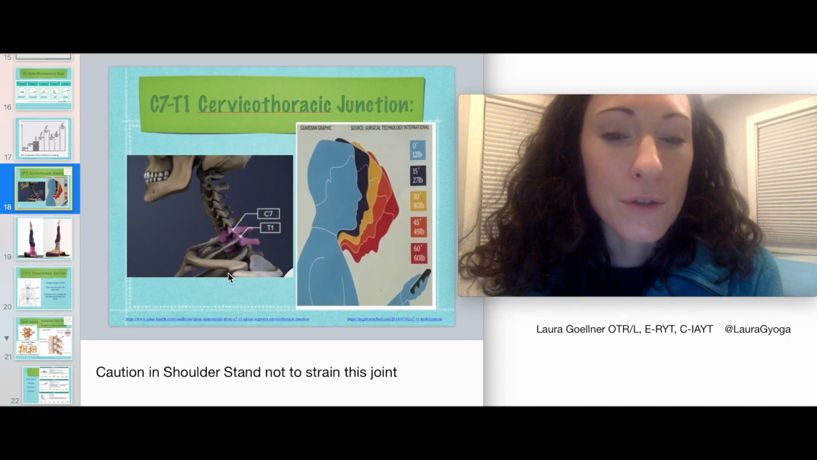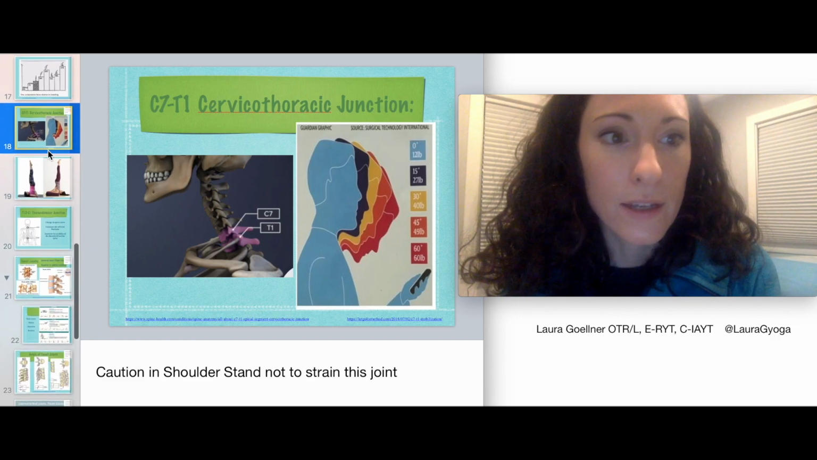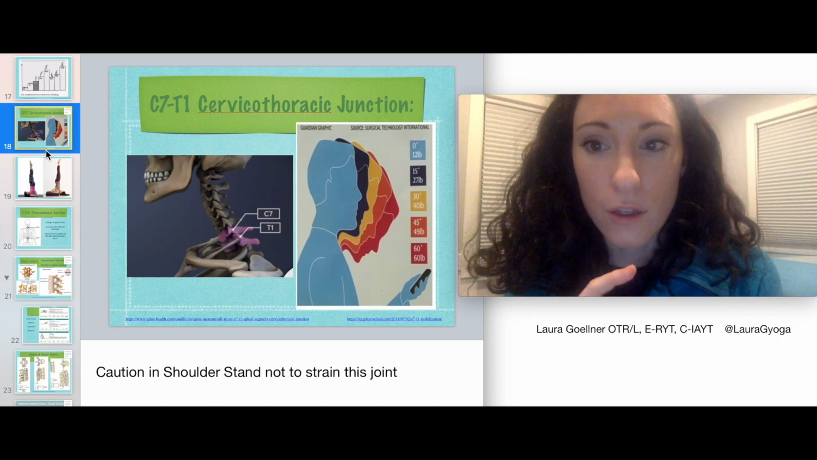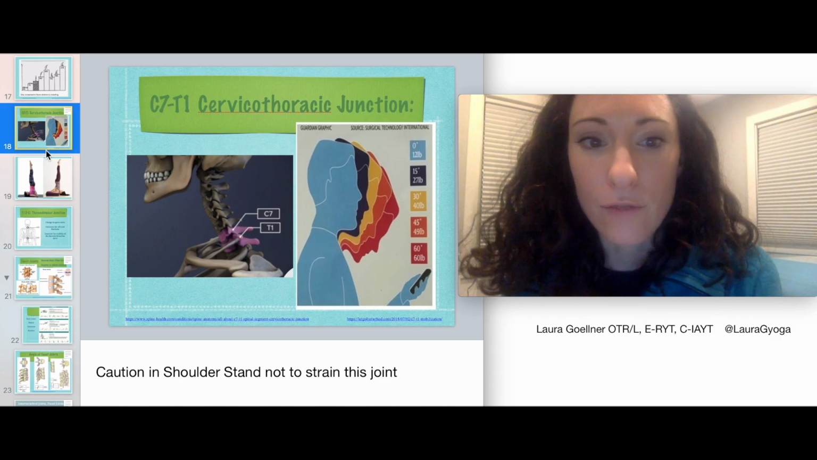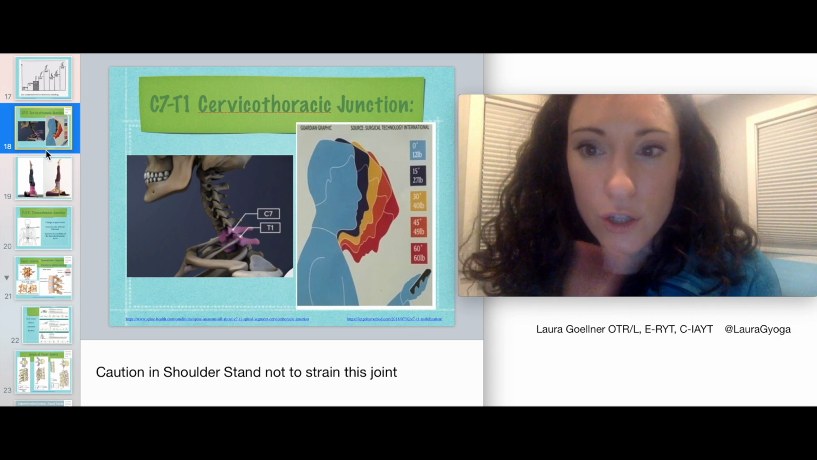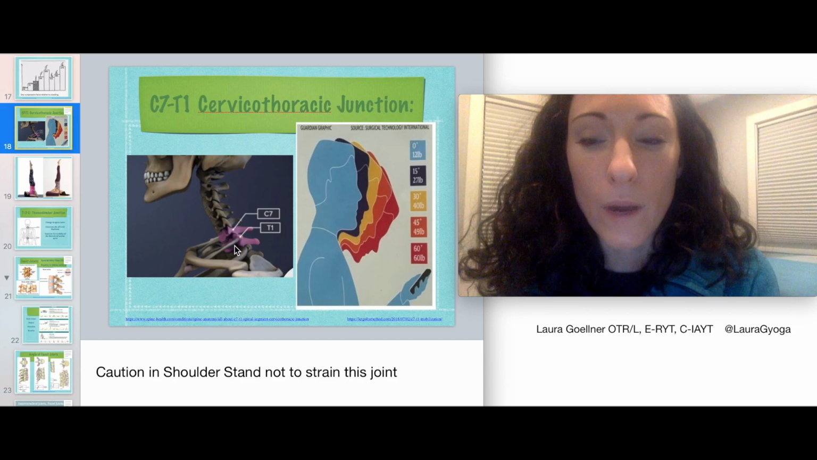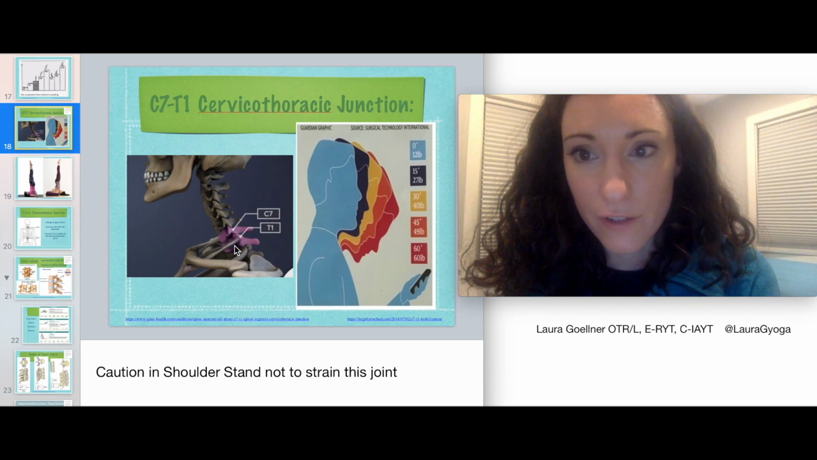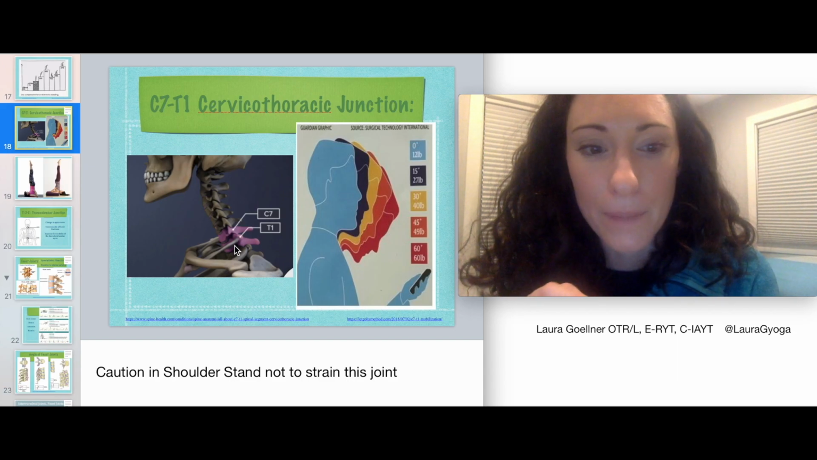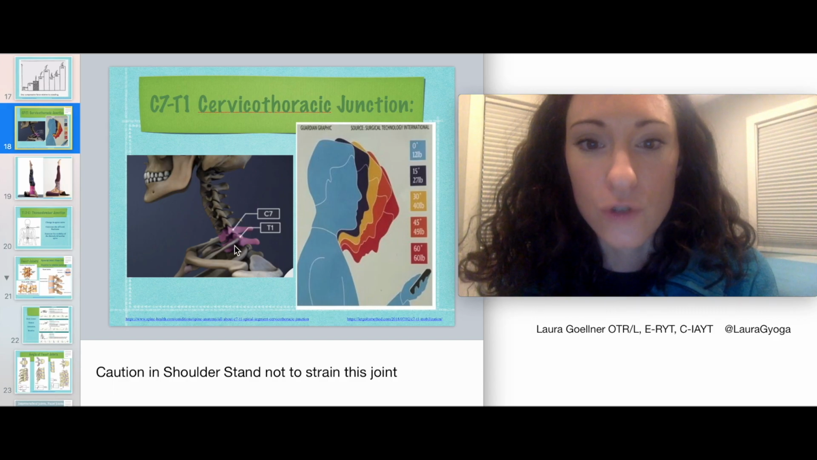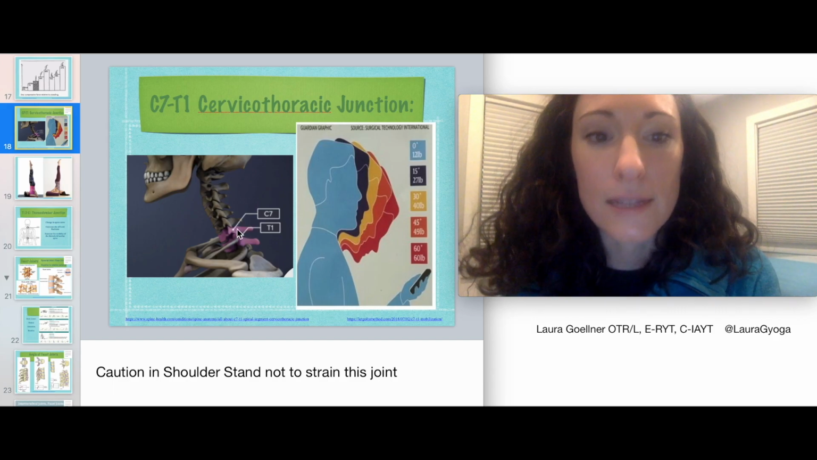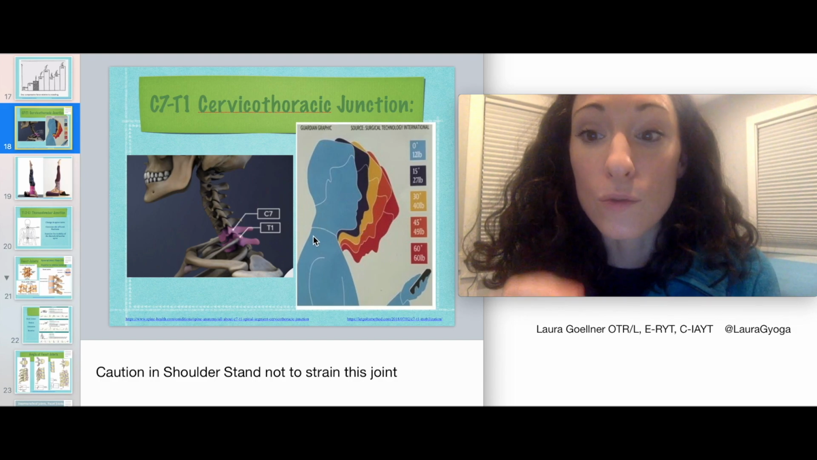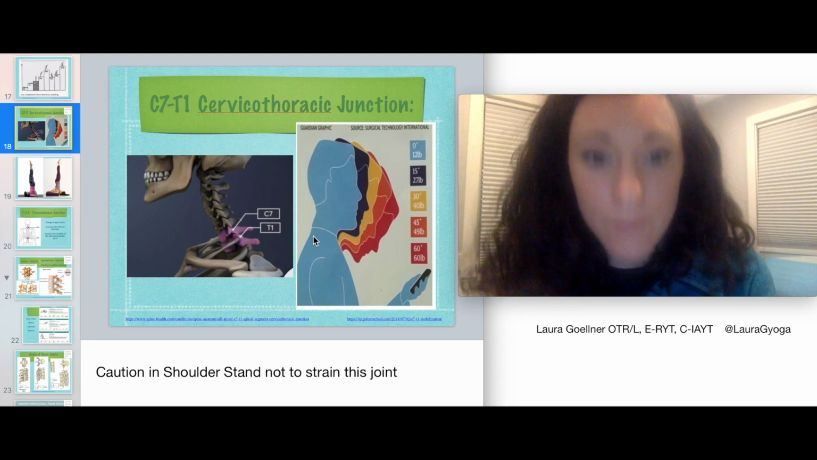Okay. So an important joint to talk about is the space where the cervical and the thoracic meet. And really all of the places where we transition from one spine segment to the next are important because it's where we change direction of curve. And that creates a point that is a little bit more vulnerable to strain. But especially C7 to T1 is really a spot that sees too much pull because of forward head posture.